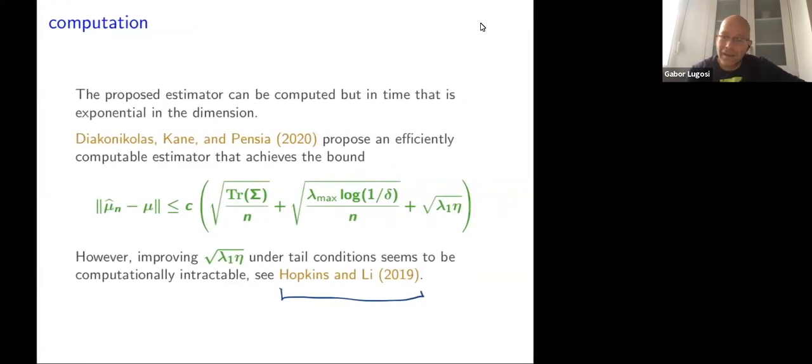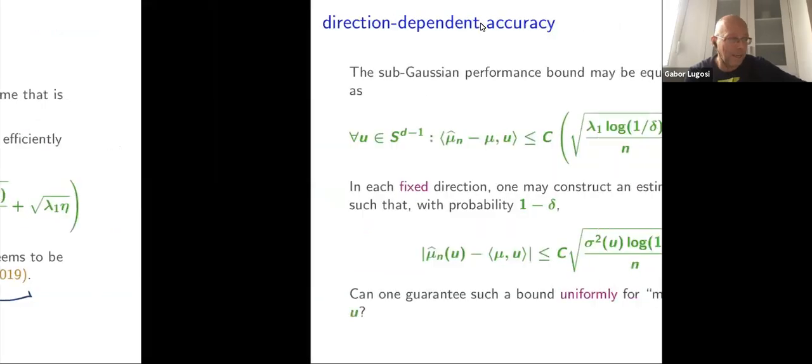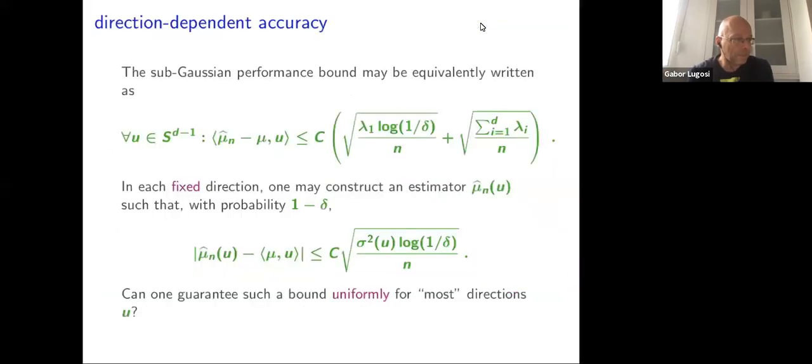Now let me close my talk with two slides on work in progress. This is not out yet, but it should be out in a couple of weeks. Again, joint work with Shahar, where we're looking at what we call direction dependent accuracy. Okay, so the sub-Gaussian performance bounds, you see, we were looking at the Euclidean distance of the mean to the estimator.